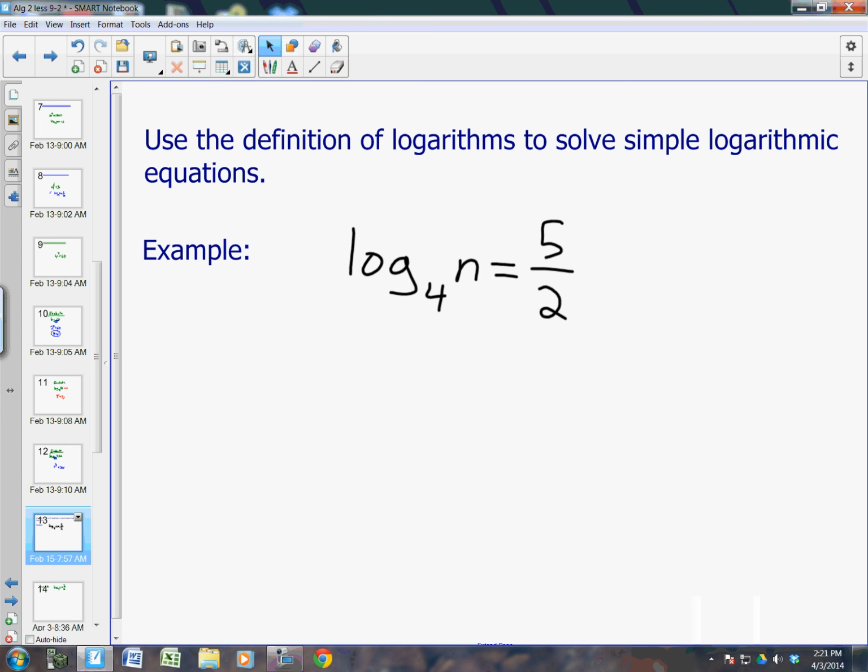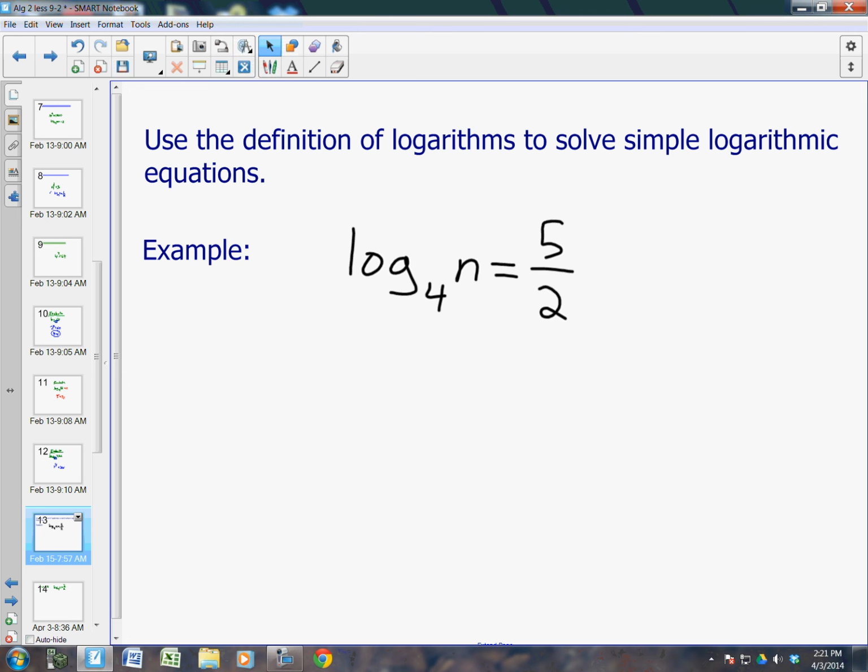Now, we are going to use what we learned to solve equations. I'd like you to write this in your notes. Use the definition of logarithms to solve simple logarithmic equations. And write this one down, because this will be your reference in your notes to learn how to solve these equations. We're going to start off with simple equations, and we'll work our way to more difficult ones in other lessons. But today's equations are all going to be pretty simple. And I think you guys could do this one by yourself.